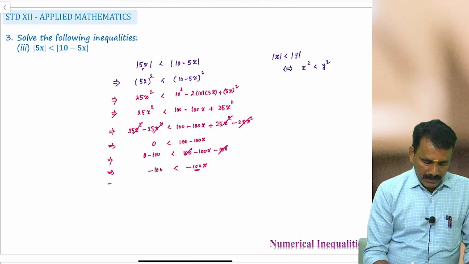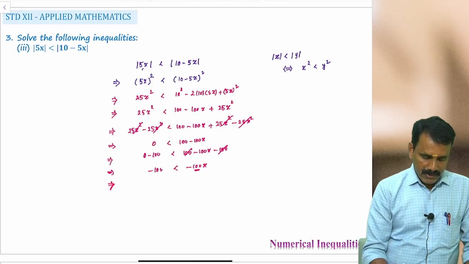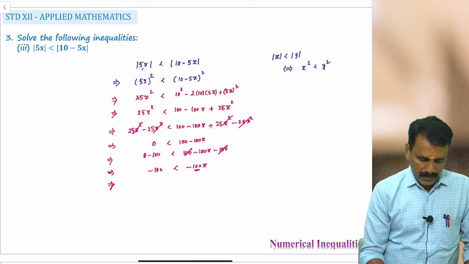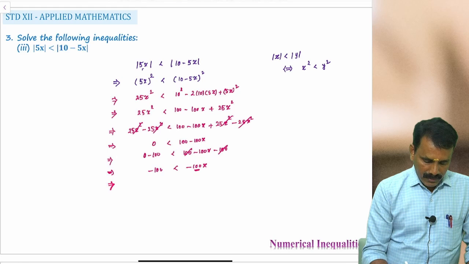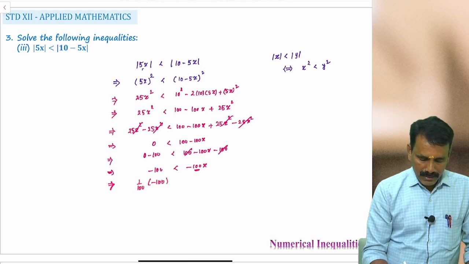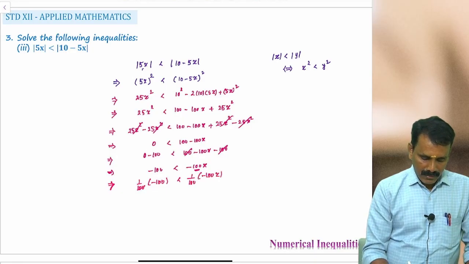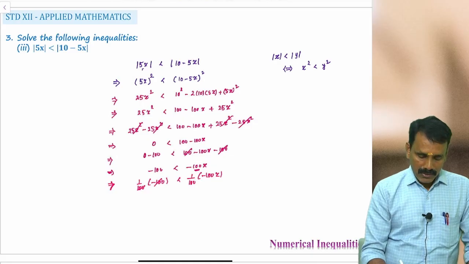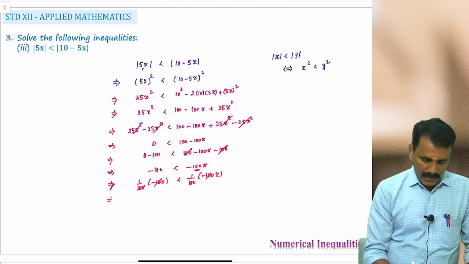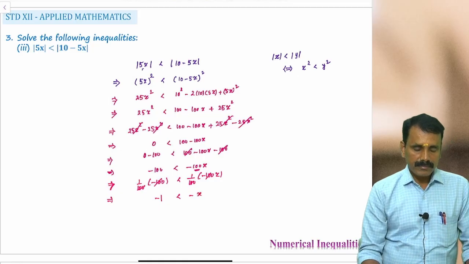We multiply with the multiplicative inverse of 100, which is 1 by 100, multiplied with minus 100 less than 1 by 100 multiplied with minus 100x. So the 100 cancels, here also the 100 cancels. So we get minus 1 strictly less than minus x.